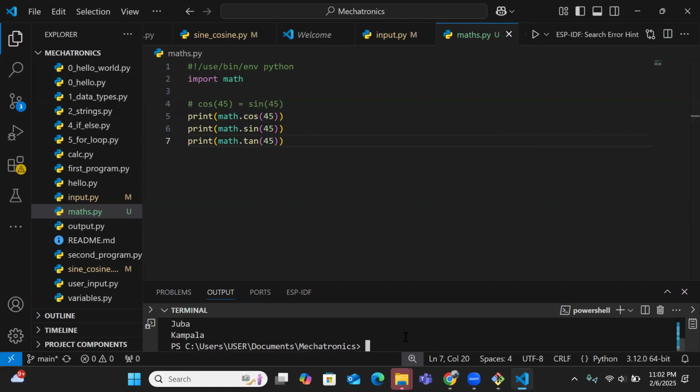So print them. Print maths. Make sure you type Python math.pi.